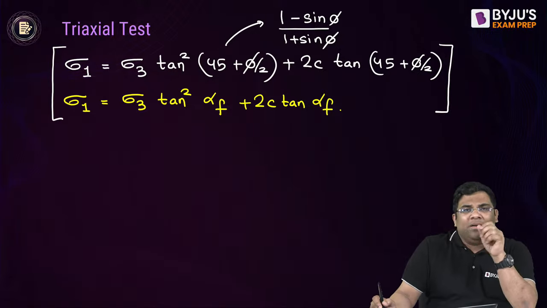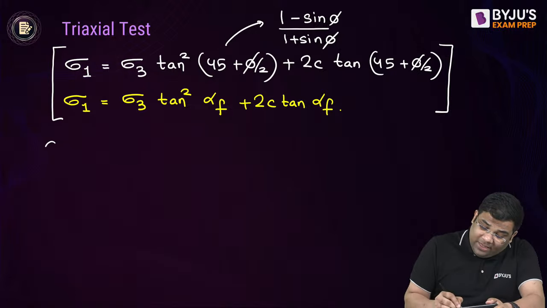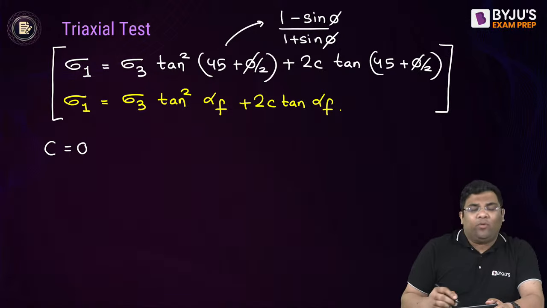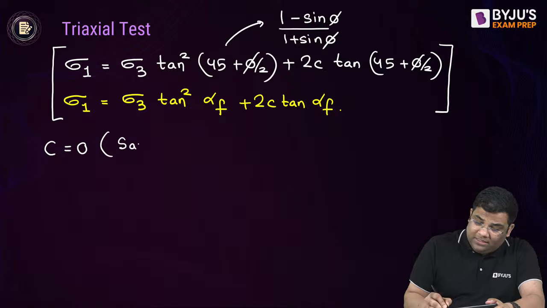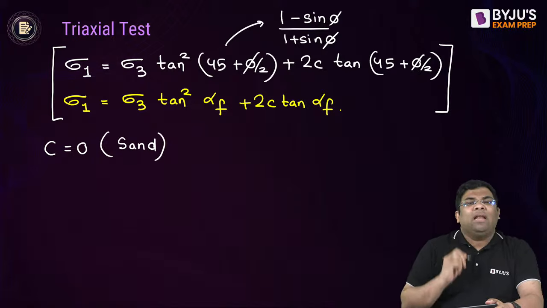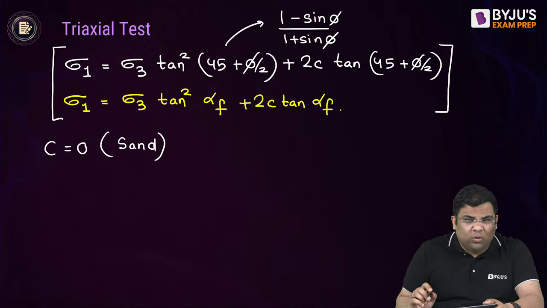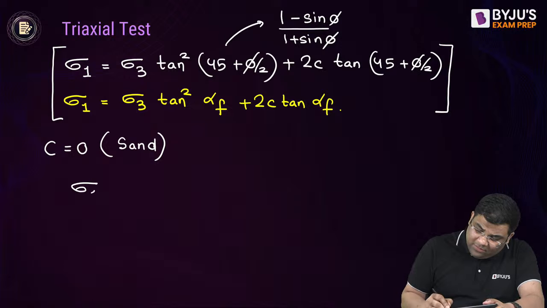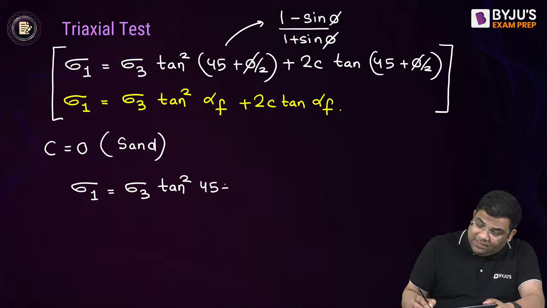In this, the prominent question is what? When the cohesion is 0. See, when the cohesion is 0, for cohesionless soils like sand, what will happen? You see the second equation goes away. So I can write down what? Your sigma 1 is equal to sigma 3 tan square 45 plus phi by 2, right?